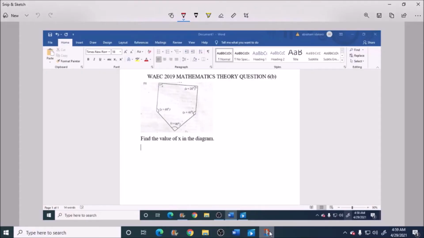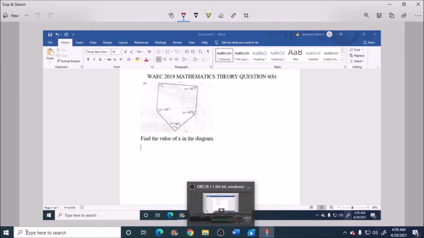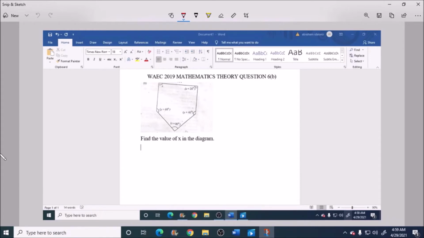Hello and welcome. Today I will be answering WAEC 2019 Mathematics Theory question number 6b. From the diagram of a convex pentagon, we have the interior angles x + 60, x + 80, x + 40, and x + 20. The question says find the value of x in the diagram.